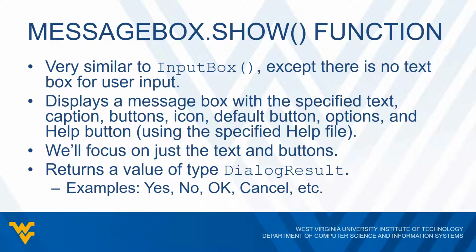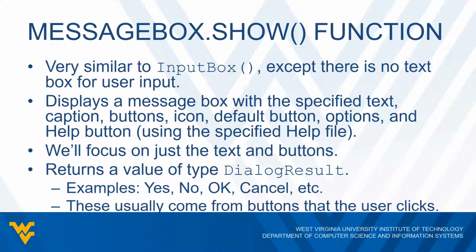So examples of values of type dialog result would be like yes, no, okay, cancel, and so forth. These types of values usually come from clicking on buttons that the user would interact with. So what we're saying here is if the user clicks on a button, there is a value associated with that button. And there are different types of buttons. There's a yes button, a no button, an okay button, and so forth. That is the value that actually gets returned for this type of box.